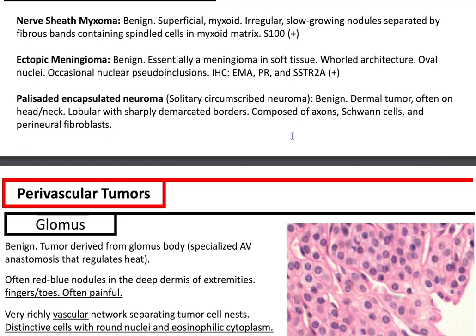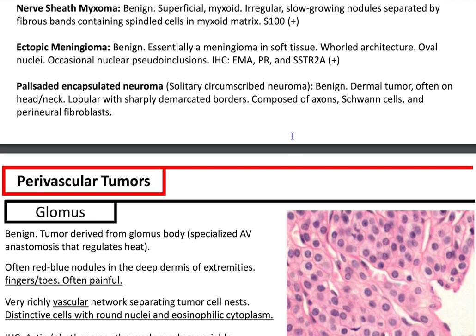And PEN, or palisaded encapsulated neuroma. This is a benign dermal tumor, often on the head and neck. It's lobular with sharply demarcated borders and has axons, Schwann cells, and perineural fibroblasts.